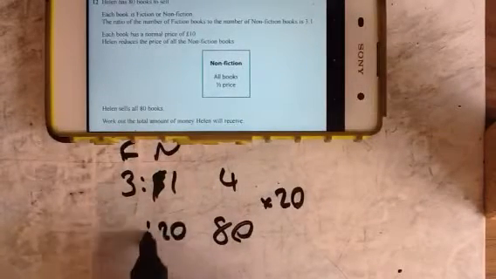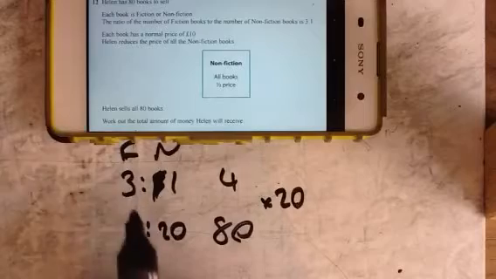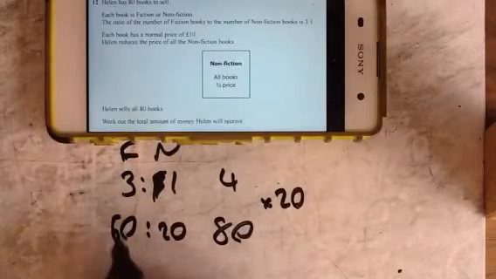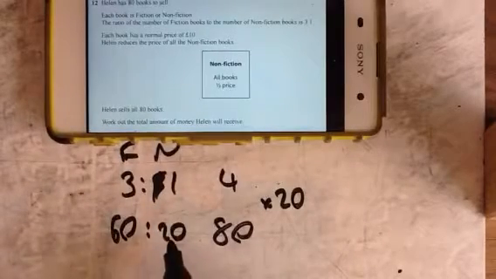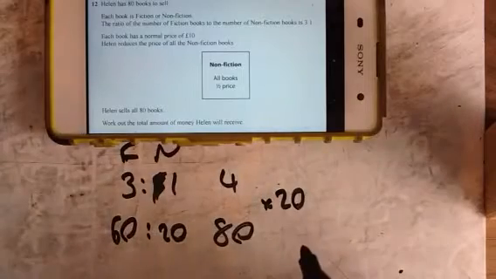1 times 20 is 20, so there's 20 non-fictions. And fiction is 3 times 20, which is 60. Let's just check. 60 plus 20 is 80, so I know that's right.